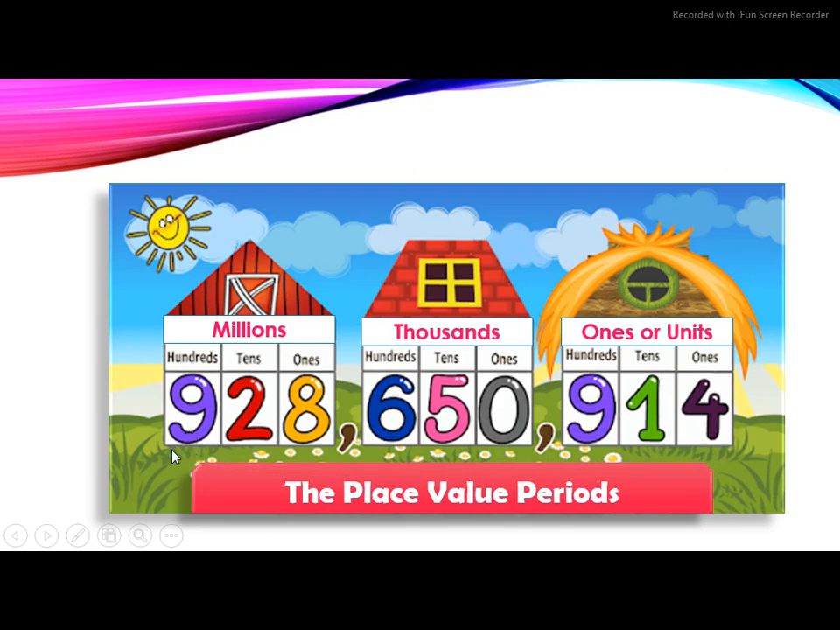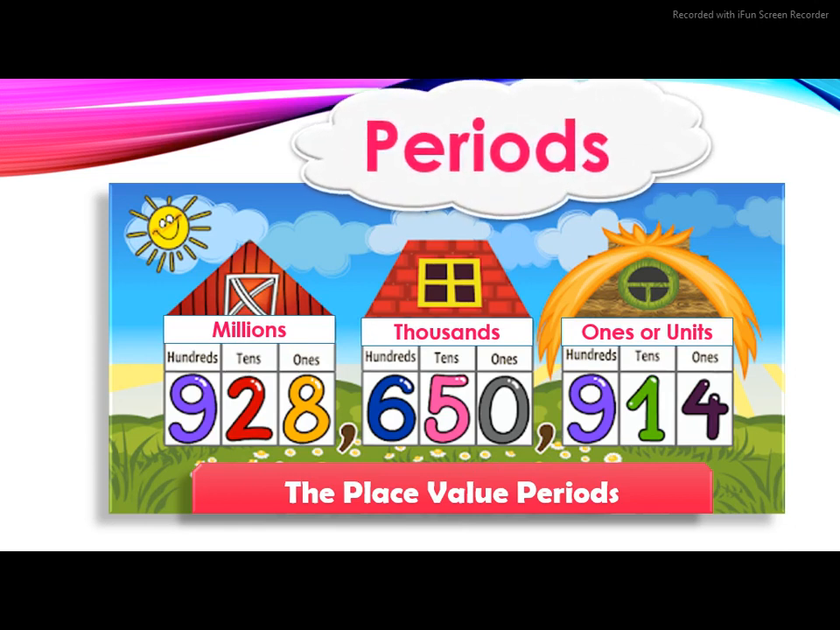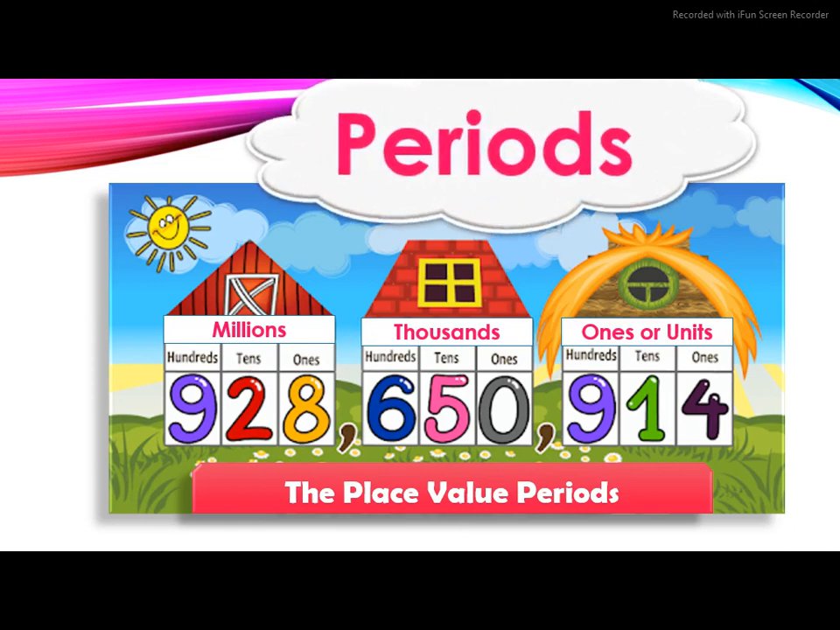It is read as 928,650,914. Millions, thousands, and hundreds or ones or units are called periods. Don't forget, they are called periods.